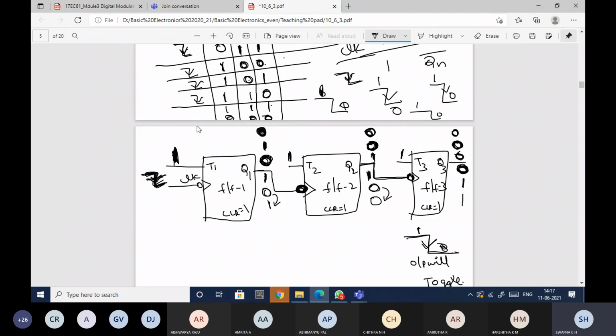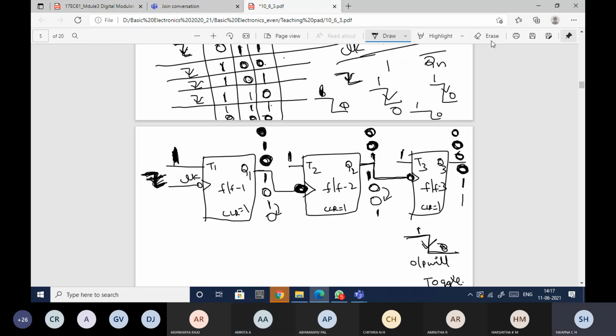Now I'll give one more clock. One more clock is given and T1 value is 1. So what happens here? The output of the first flip-flop, will it toggle or not? Yes, ma'am, it will toggle. So Q1 is changing from 1 to 0. Am I getting the proper clock to the second flip-flop? Yes, ma'am. So what happens to the output? It becomes 1.